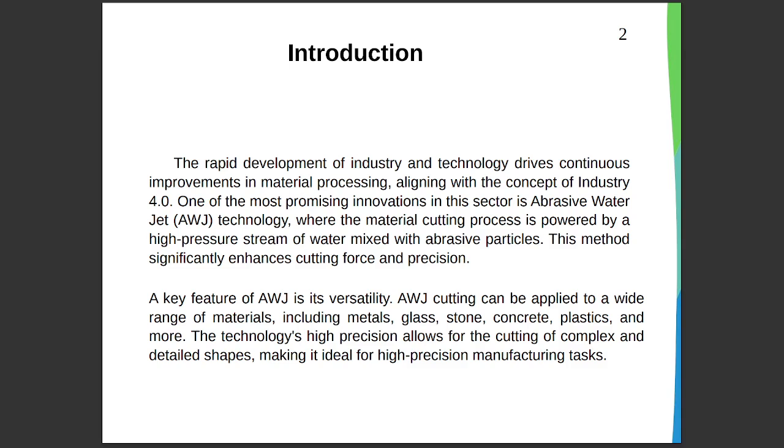A key feature of AWJ is its versatility. AWJ cutting can be applied to a wide range of materials, including glass, stone, plastics, and more. The technology's high precision allows for the cutting of complex and detailed shapes, making it ideal for high precision manufacturing tasks. Advantages of AWJ: water is cheap, non-toxic, and easy to dispose of.